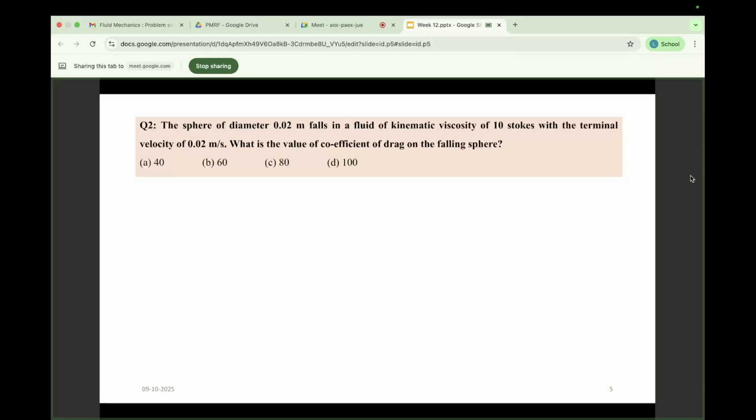So in this question, basically a sphere of given diameter and viscosity is falling with a given terminal velocity. What is the value of the coefficient of drag on the falling sphere? So you are asked to find the coefficient of drag. To find it, first you need to find the Reynolds number. I am giving you time, so first find out this Reynolds number.